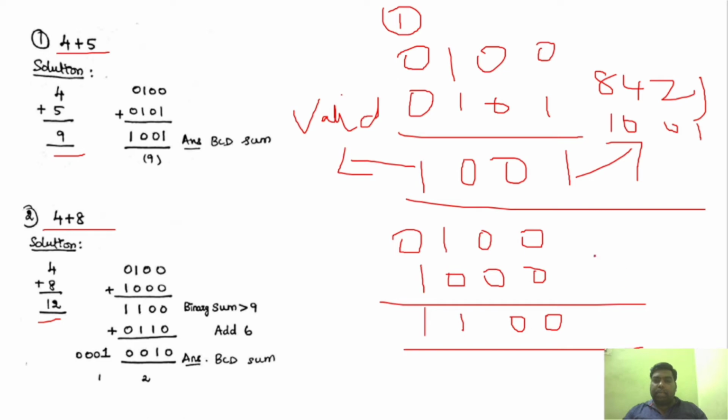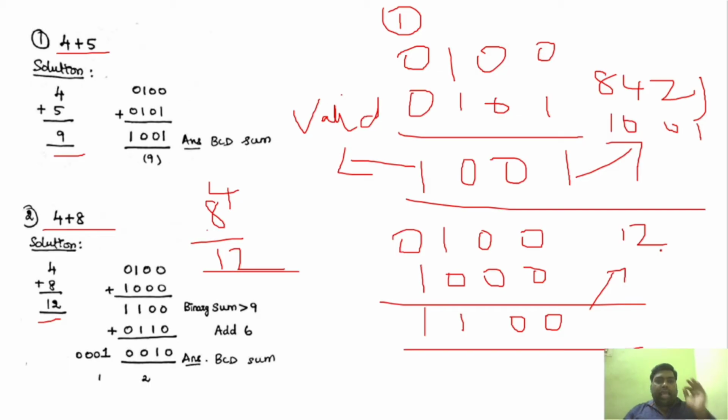So if you add these numbers, 8 plus 4, it is 12. The answer which you obtained is 12, correct? Which is greater than 10. If it is greater than 10, whether it produces a carry or not, what do we have to do? We have to convert it to the valid BCD form.